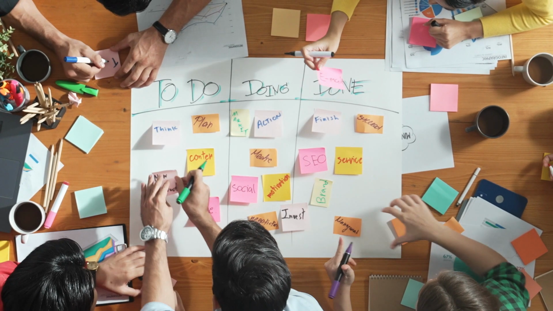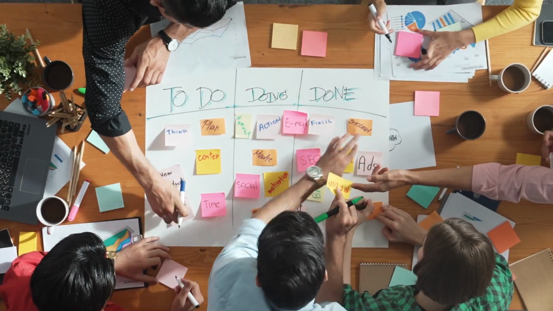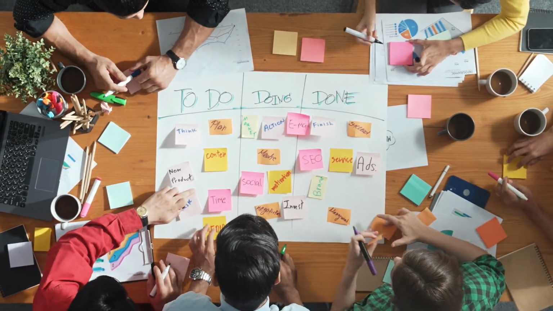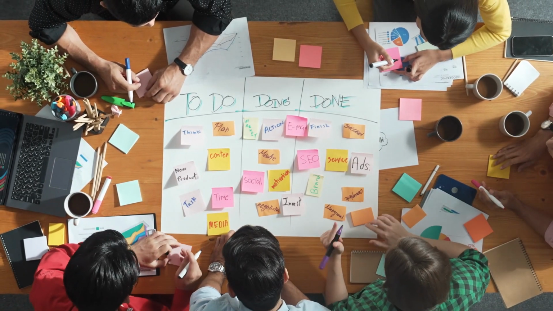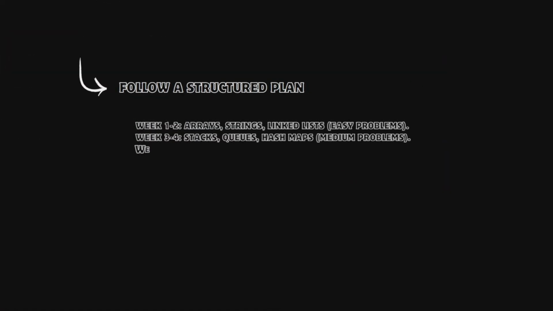Next, you need a structured study plan. Randomly solving problems might feel productive, but it's not an efficient way to improve. You need a roadmap that guides you through topics in a logical order. Here's a simple example. For week 1 and 2, arrays, strings, linked lists. Start with easy problems, then move to medium problems, and in the last week you can try solving trees, graphs, heaps, which is a mix of medium and hard.